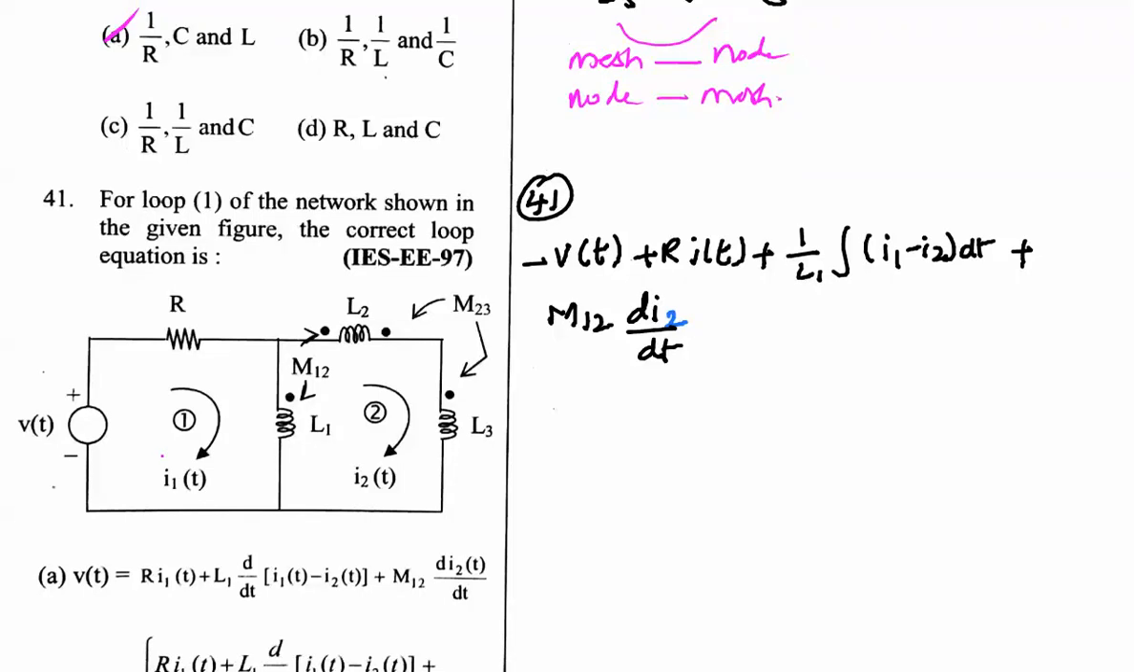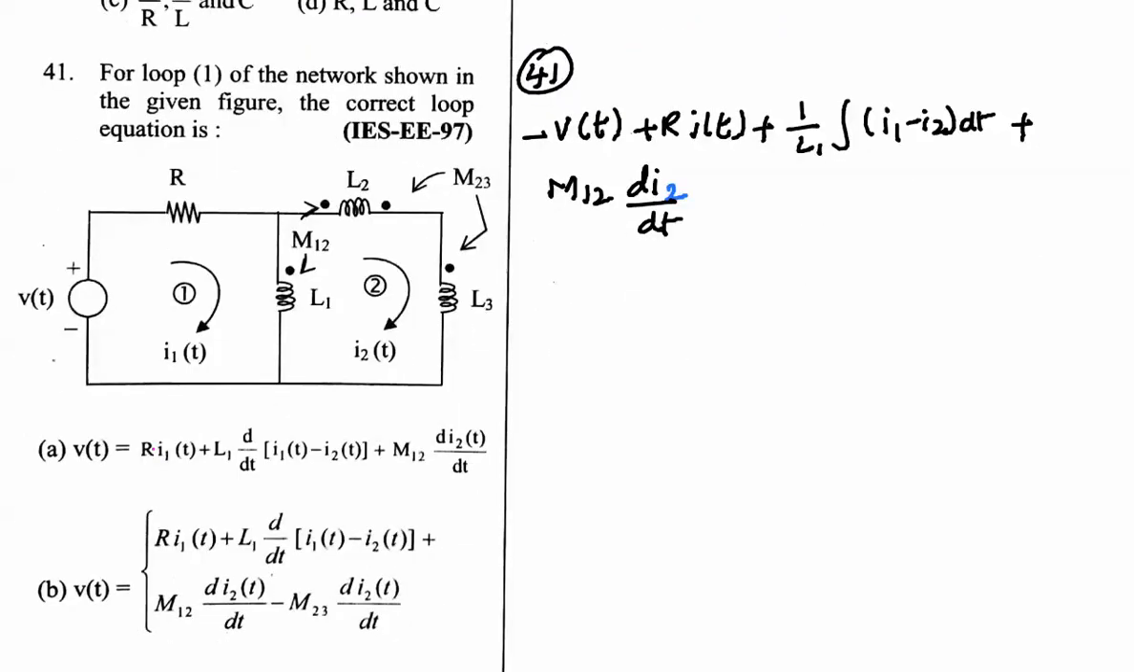Next, for loop 1 of the network shown in the given figure, the correct loop equation. So here, by applying the loop equation, minus V of t plus R into I of t, plus here there is an inductance, the mutual inductance between these two coupled coils, so plus L into VL. VL is nothing but L into di by dt.